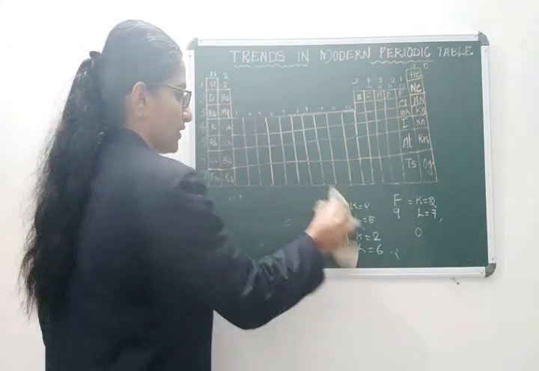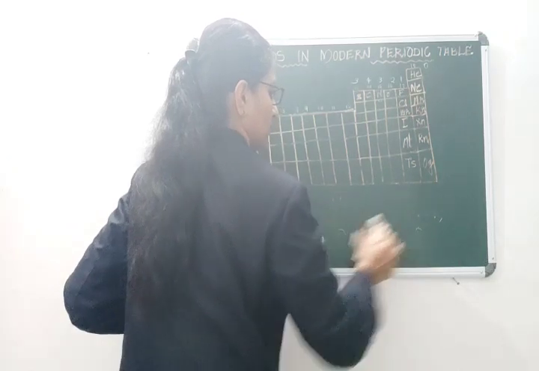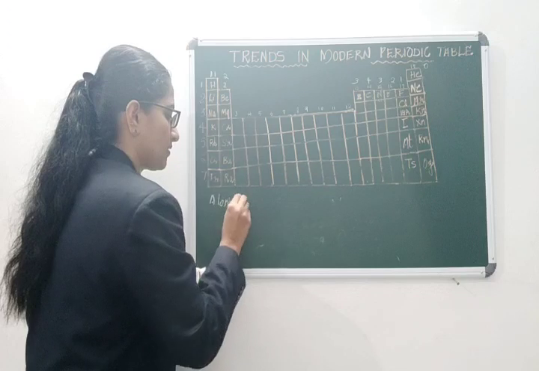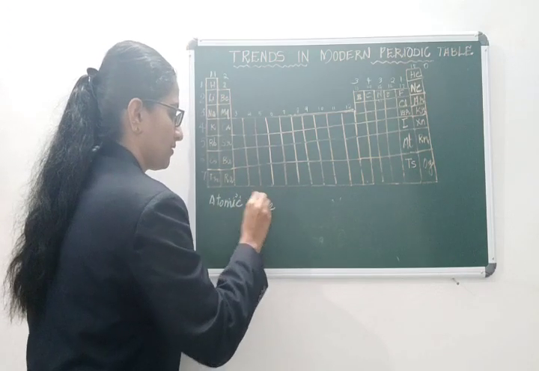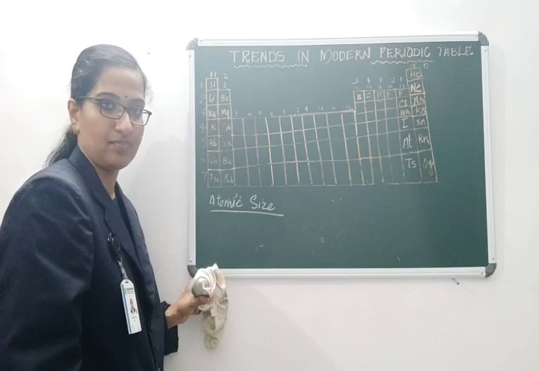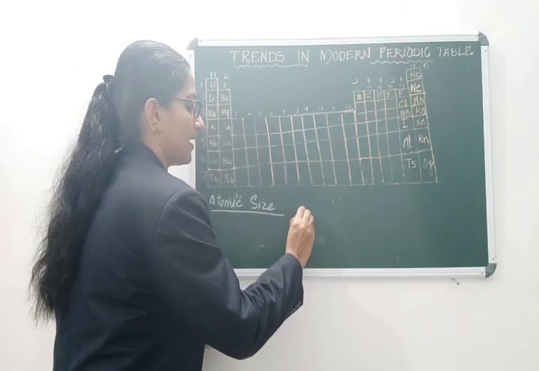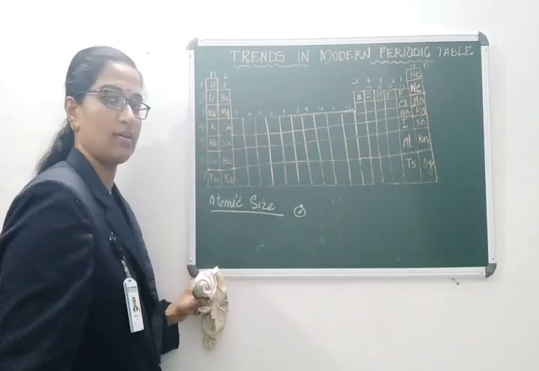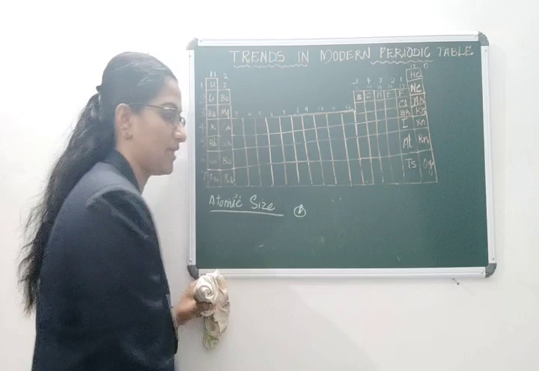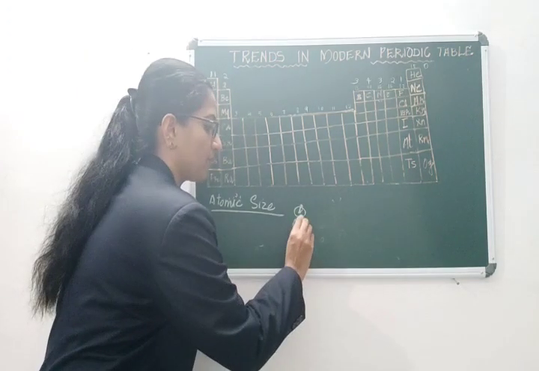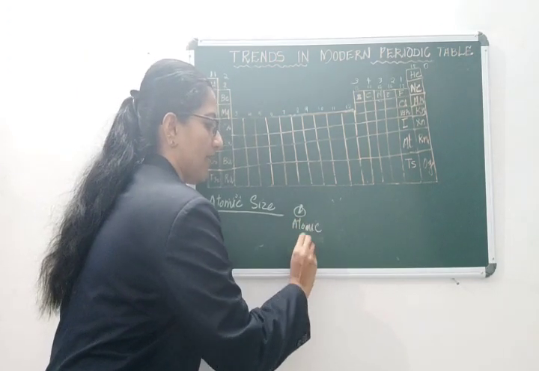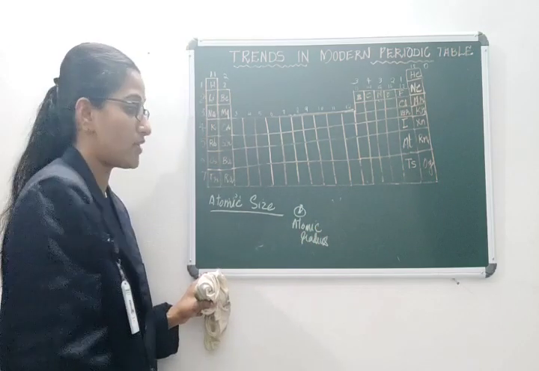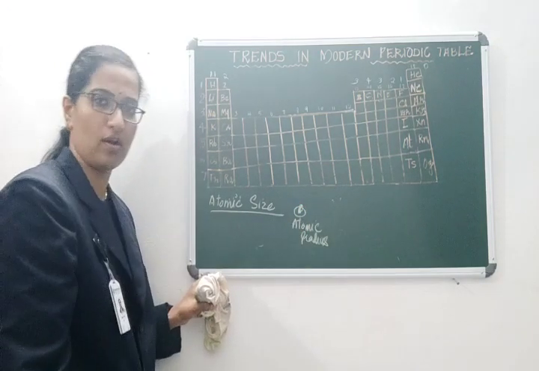Now let us go to the next trend, that is atomic size. Atomic size means, when you consider an atom, hydrogen, in the first shell you can see 1 electron. So what is the distance between the nucleus and the last shell? That is the atomic radius of the atom. So when we talk about hydrogen, the atomic radius is very small.